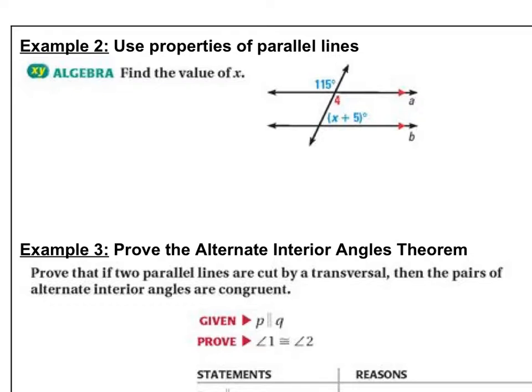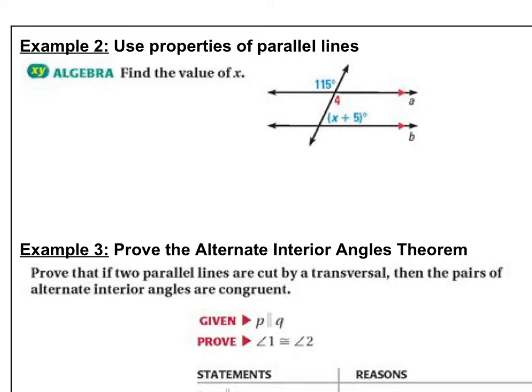Doesn't matter to me how you want to do this. There's a number of different ways. One way would be to see that x plus 5 and 4 would be consecutive interior angles. So we know that those two added together would equal 180. We can also see that 115, and I'm going to start labeling this here because I think it's just going to be a lot easier.